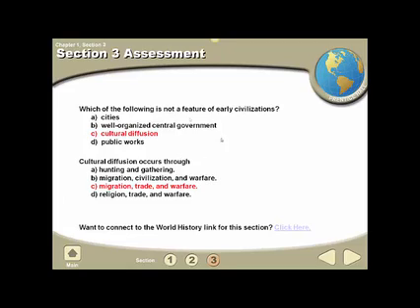And there it is. Cultural diffusion was not one of the features. You have cities, well-organized government, and public works. They were 3 of the 8. Migration, trade, and warfare is how cultural diffusion takes place.